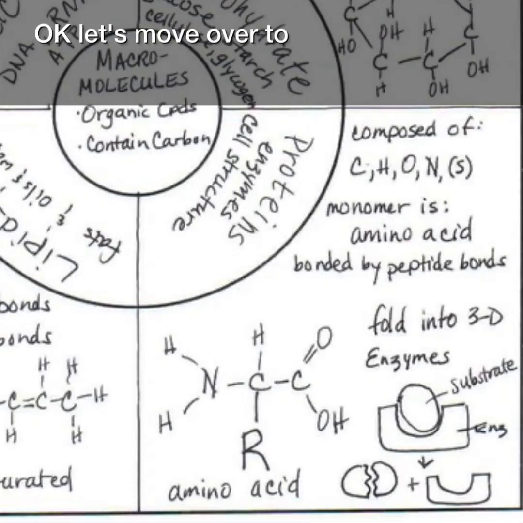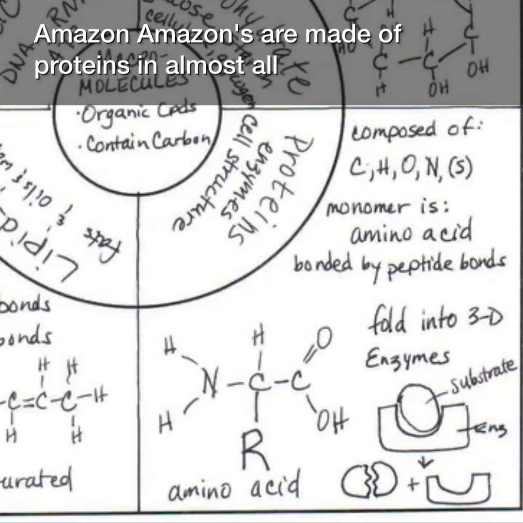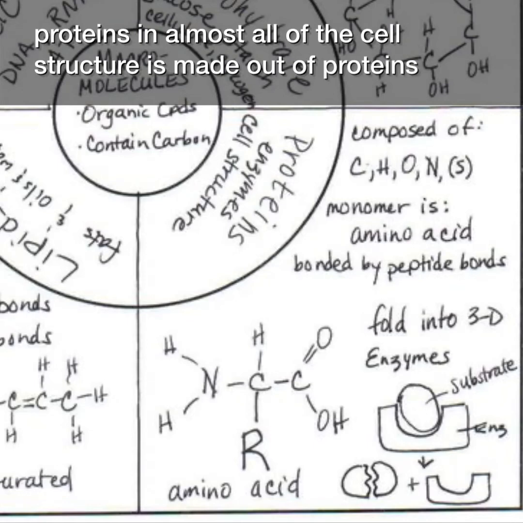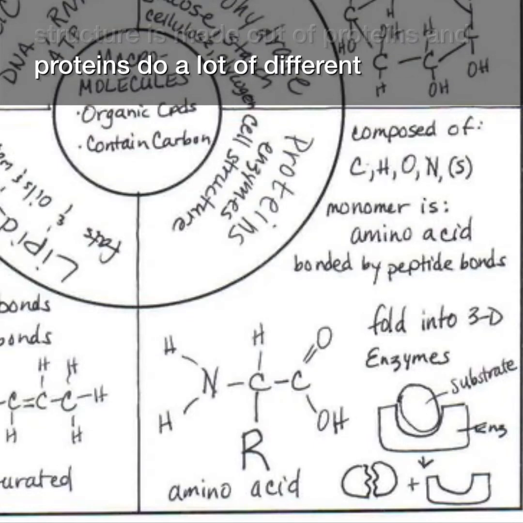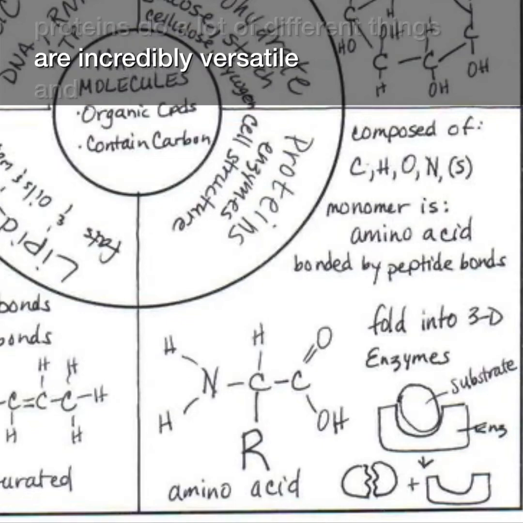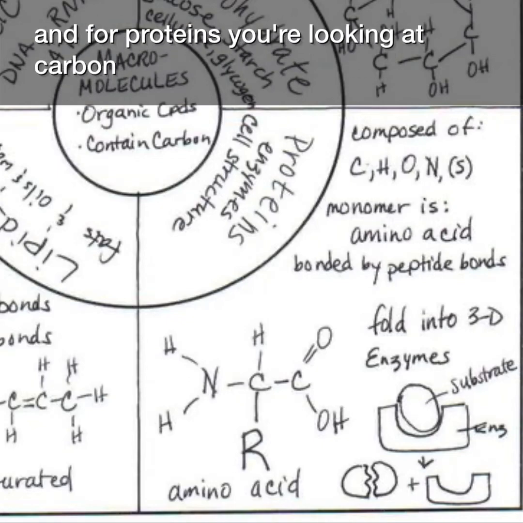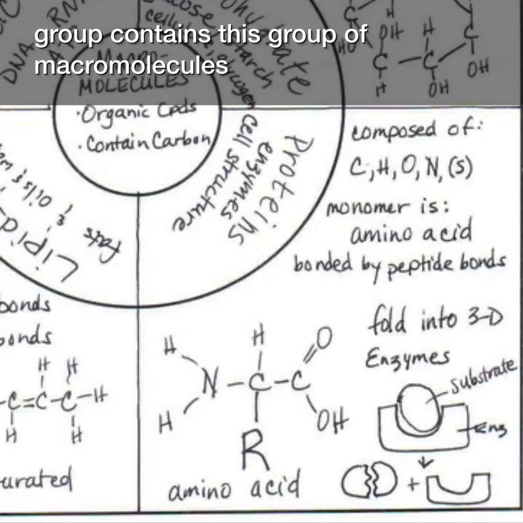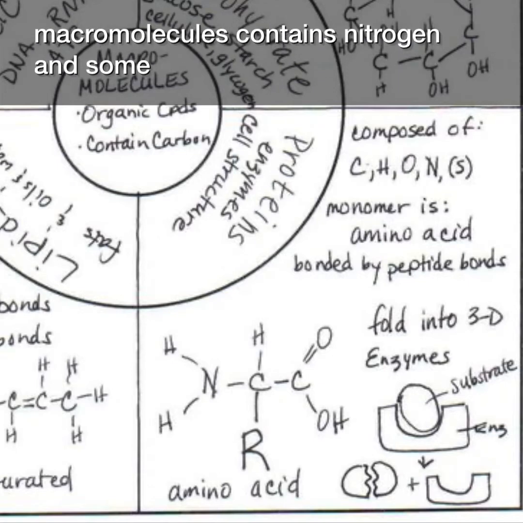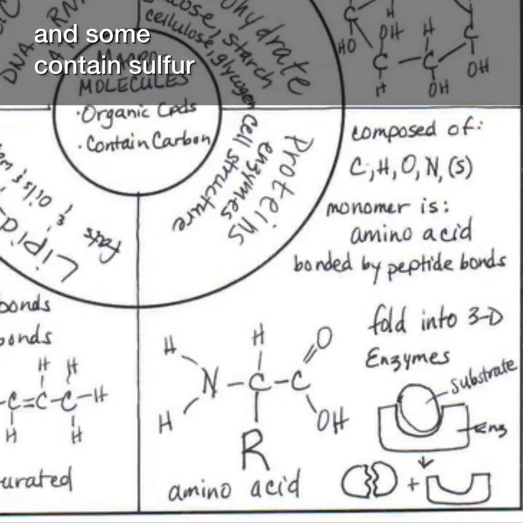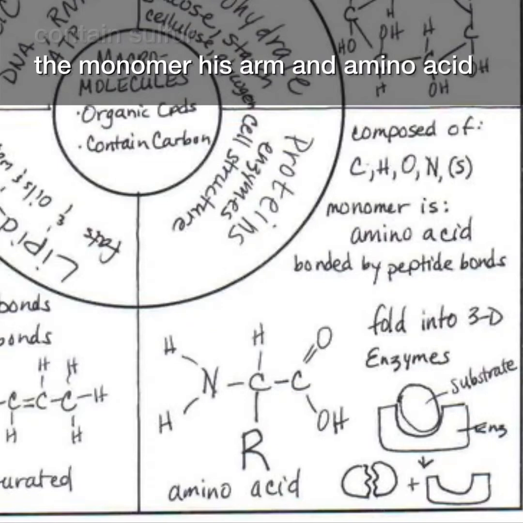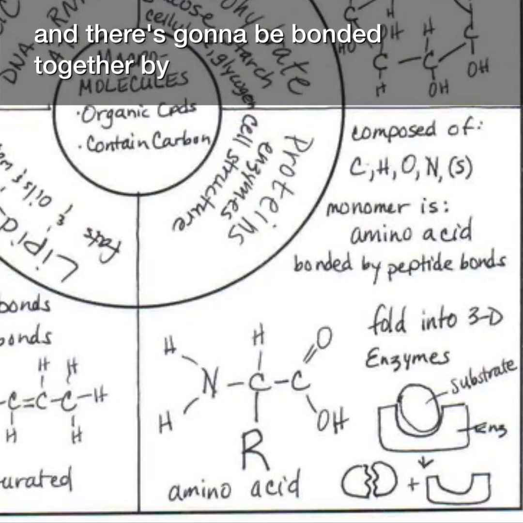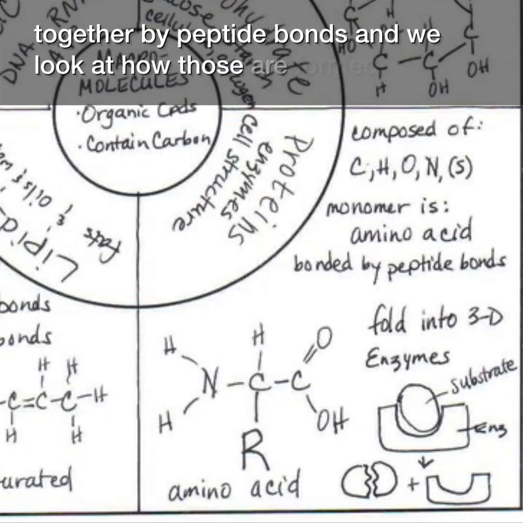Okay, let's move over to proteins. Enzymes are made of proteins, and almost all of the cell structure is made out of proteins, and proteins do a lot of different things. They're incredibly versatile. For proteins, you're looking at carbon, hydrogen, oxygen, and nitrogen. This group of macromolecules contains nitrogen, and some contain sulfur. The monomer is an amino acid, and those are going to be bonded together by peptide bonds. And we looked at how those are formed.